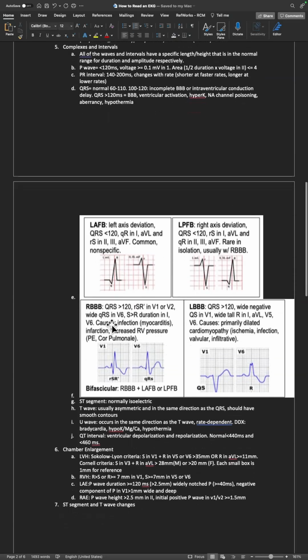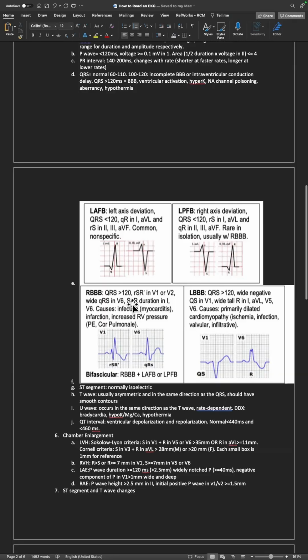So right bundle branch block is a QRS greater than 120. There's an RSR wave in V1 and V2 and a wide QRS in V6. The S will be greater than R duration in 1 and V6, and the causes are infection due to myocarditis, infarction, increased right ventricular pressure due to pulmonary embolism or cor pulmonale. A bifascicular block is right bundle branch block plus left anterior fascicular block or left posterior fascicular block.